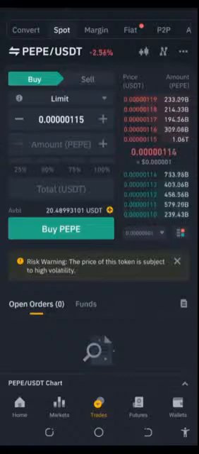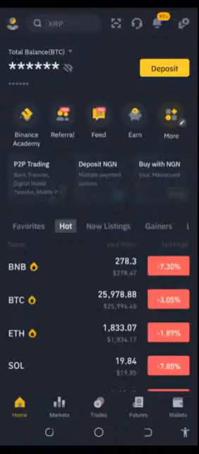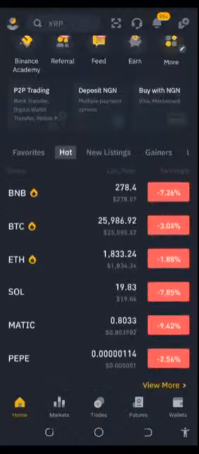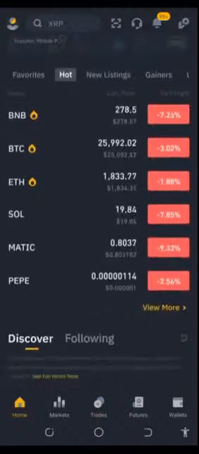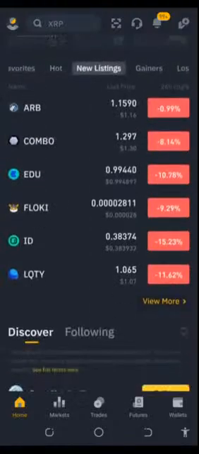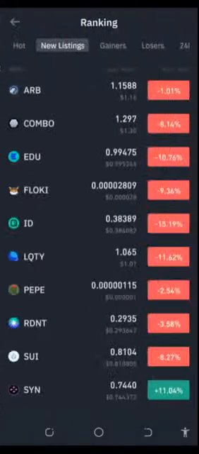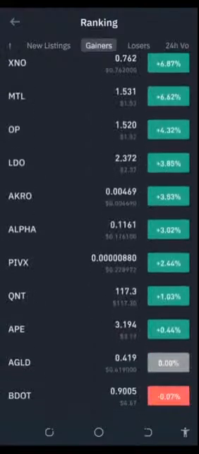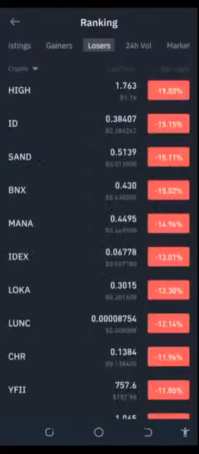But when I went back to check the status, I saw it was amongst the losers. Normally you should go, it's currently on hot. But if you look at it on new listings, you might find it somewhere there, because Pepper is on the new listings, but it's not high up. It's just somewhere down. If you look at the gainers, I don't think it's there for now. It's actually on losers.